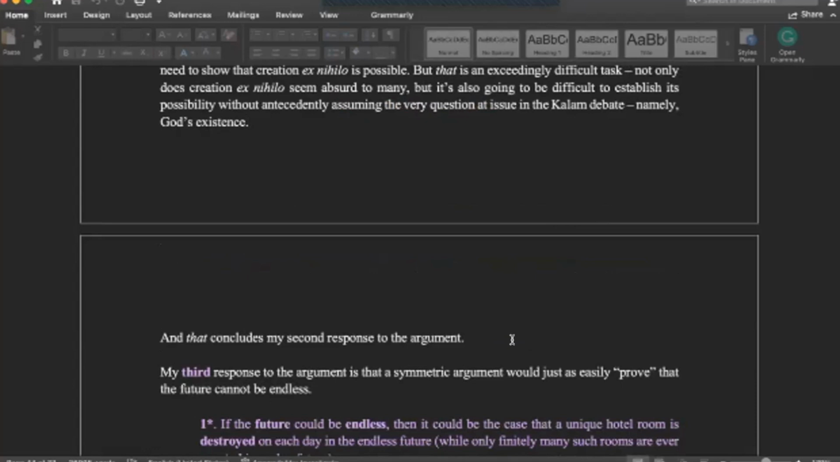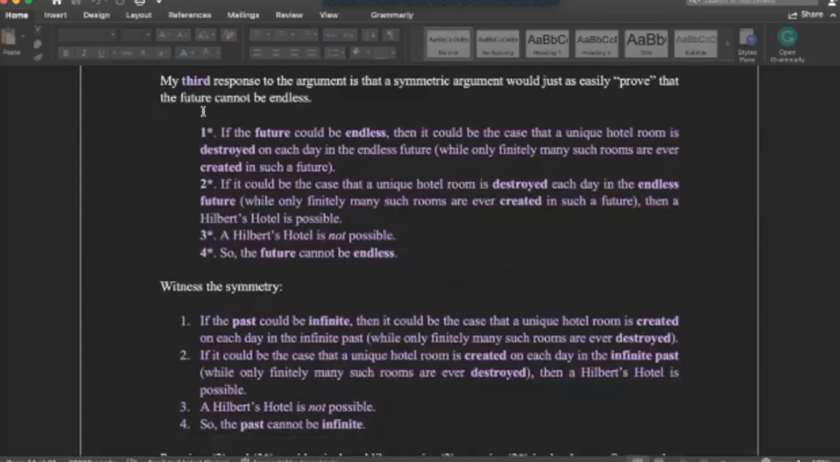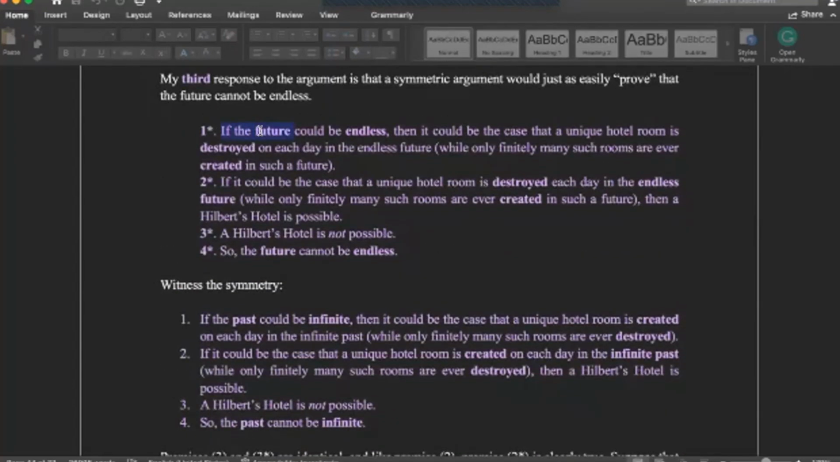So here's my third response to the Locke al-Ghazali argument. It's that a symmetric argument would just as easily prove that the future cannot be endless. Just consider this symmetric argument. Premise 1 star: If the future could be endless, then it could be the case that a unique hotel room is destroyed on each day of the endless future, while only finitely many such rooms are ever created in such a future. 2 star: If it could be the case that a unique hotel room is destroyed on each day in the endless future, while only finitely many such rooms are ever created in such a future, then a Hilbert's hotel is possible. Premise 3 star: A Hilbert's hotel is not possible. And so, conclusion: the future cannot be endless.